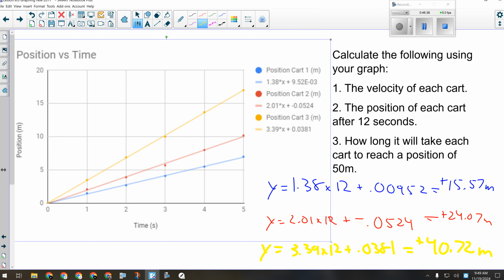How many people are done number 3? Okay, I'm going to give you a couple minutes to catch up. If you're not done number 3, get number 3 done. It's the same calculation all the way through. You're doing it just for each cart. Okay, I'll give you a couple minutes on that and then we'll finish that one up.